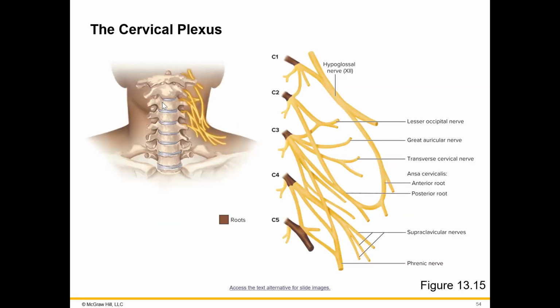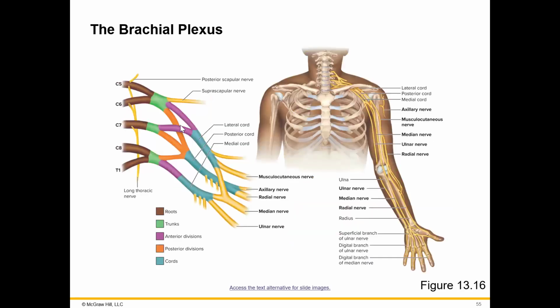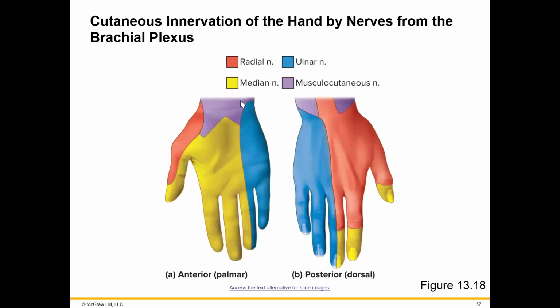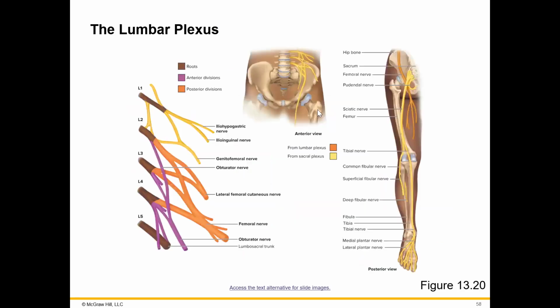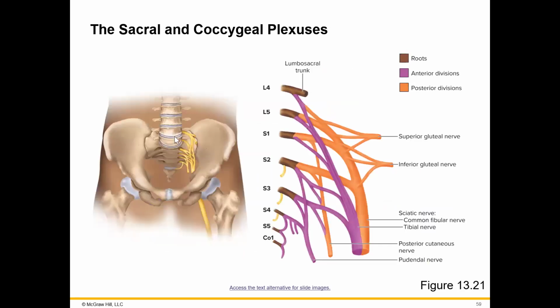So that's your cervical plexus. You see it's right below the neck. That is right on the neck, actually. And that's your brachial plexus in the arm, in the axilla. And this is the cutaneous innervation of the hand by nerves from the brachial plexus. This is the lumbar plexus. See, that's the lumbar plexus. And there's a sacral and coccygeal plexuses.